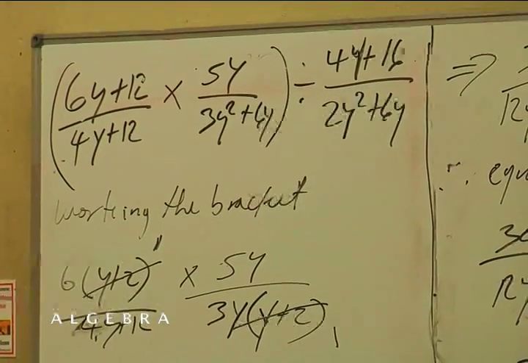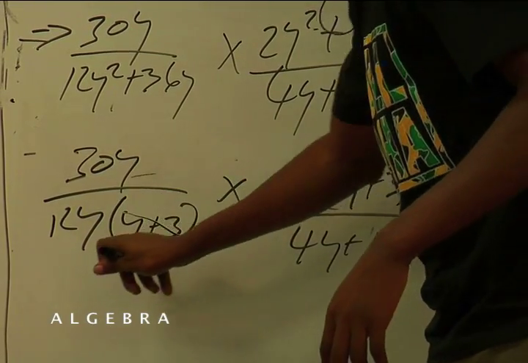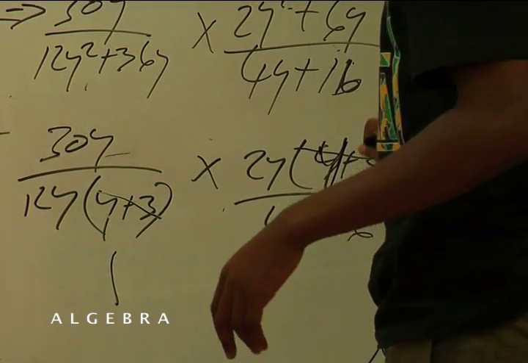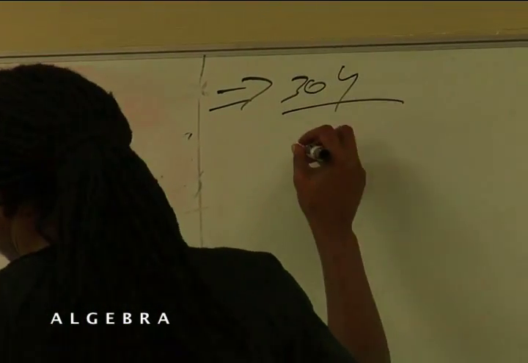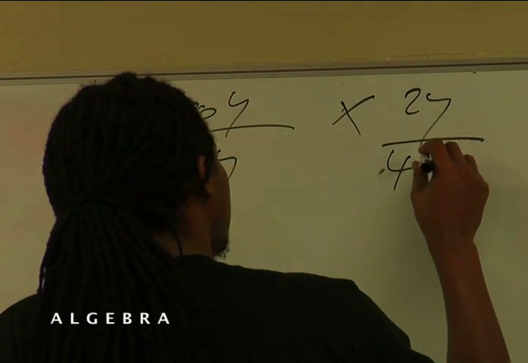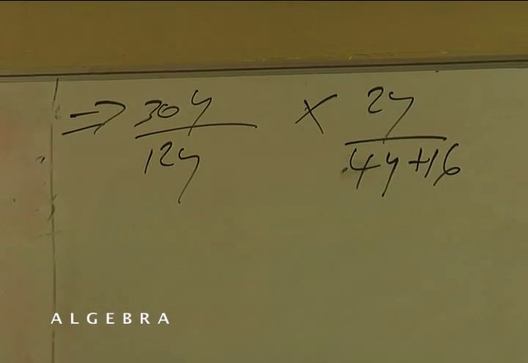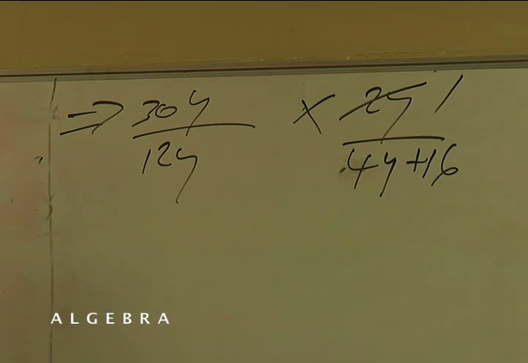Now look on this, y plus 3. And look on this. So therefore, it implies 30y over 12y times 2y over 4y plus 16. You see that? 2y can go in itself. And 2y can go in 12y 6 times. So 6 times.